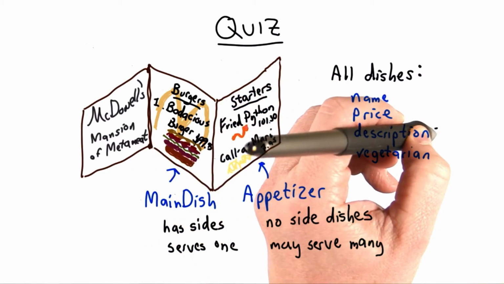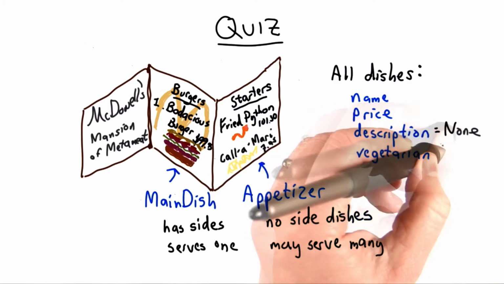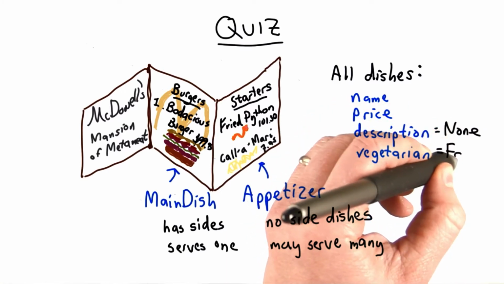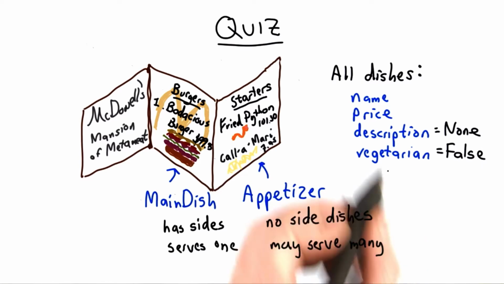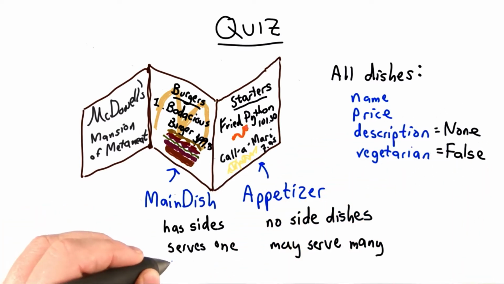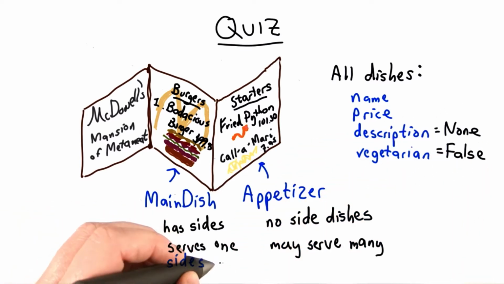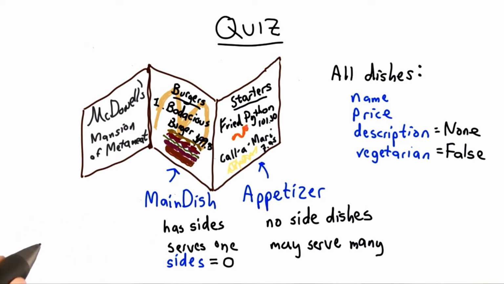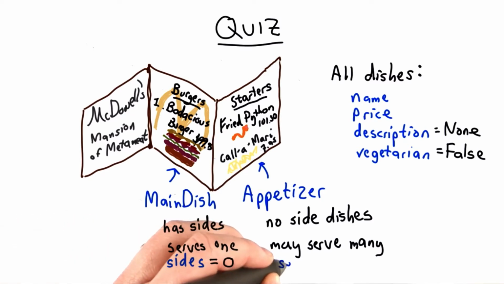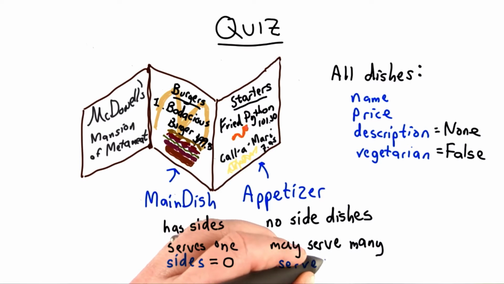They all have names and prices, and they both might have a description as well as an indication of whether they're appropriate for vegetarians or not. These have default values of none and false. A main dish comes with sides, and the default number of sides is 0. An appetizer doesn't come with any sides, but it serves a variable number of people, the default being 1.